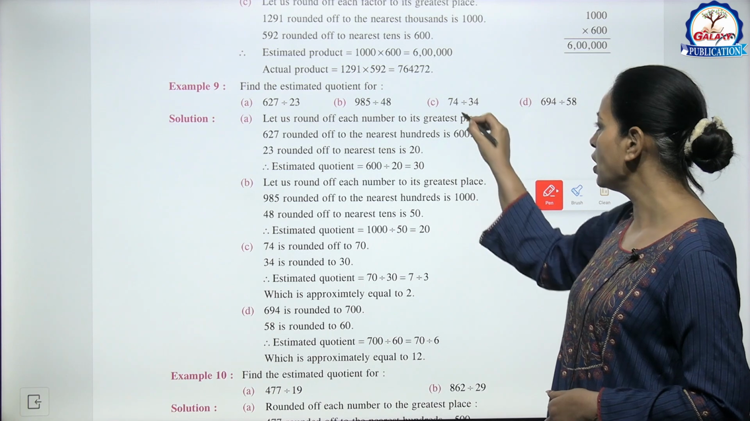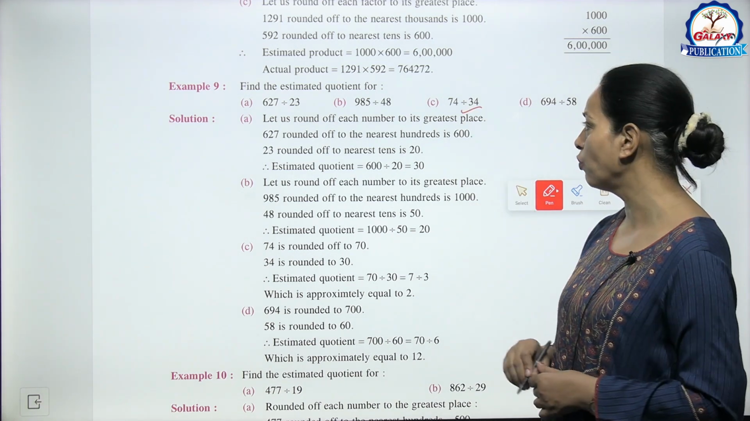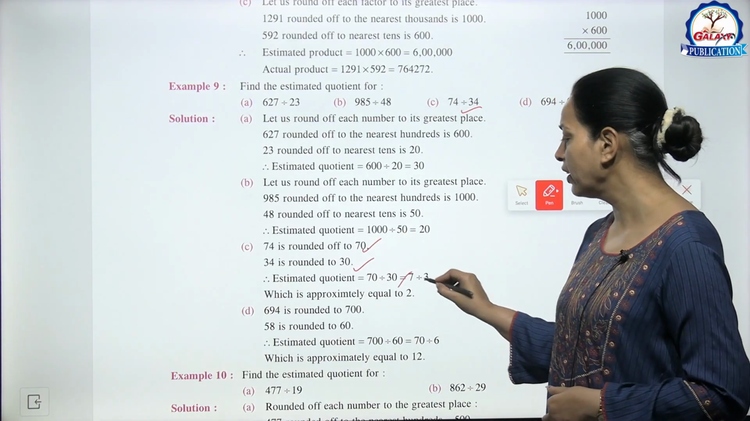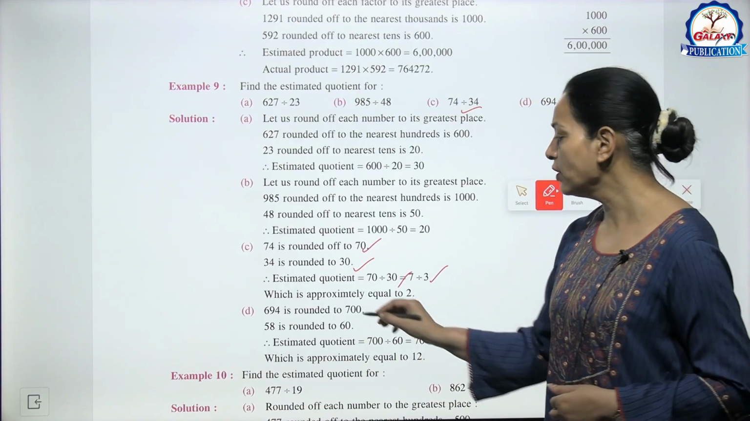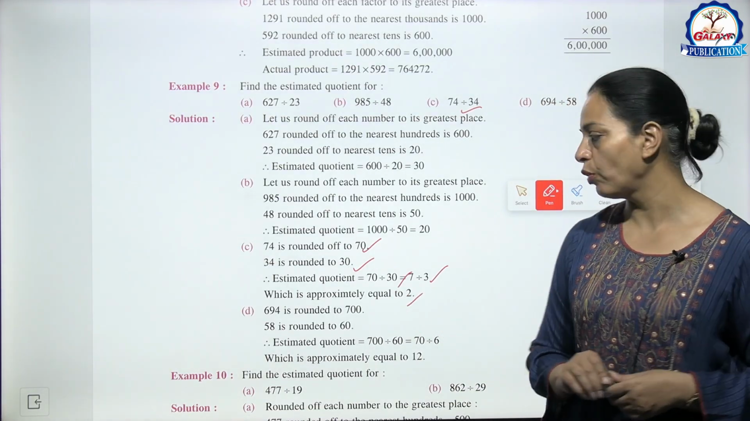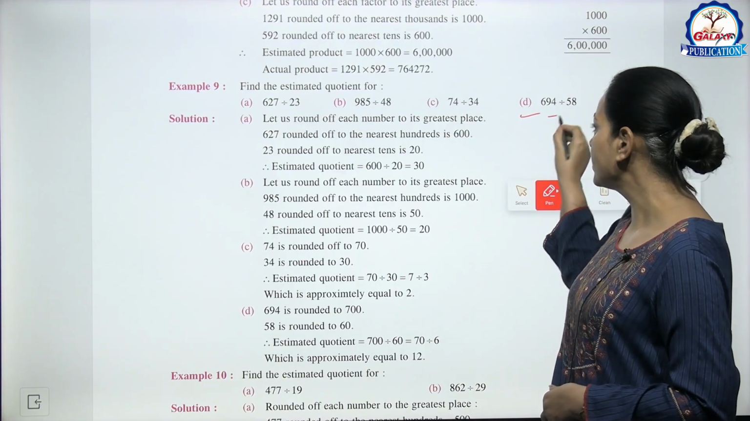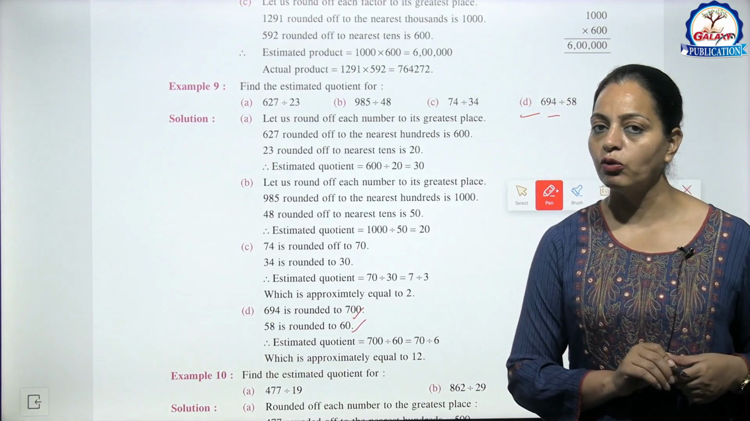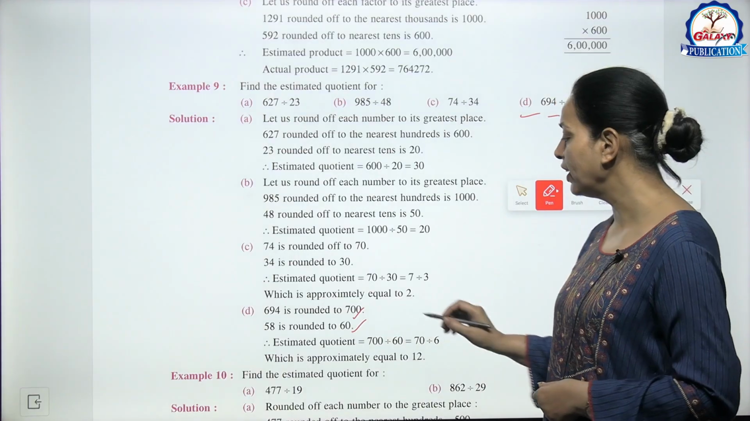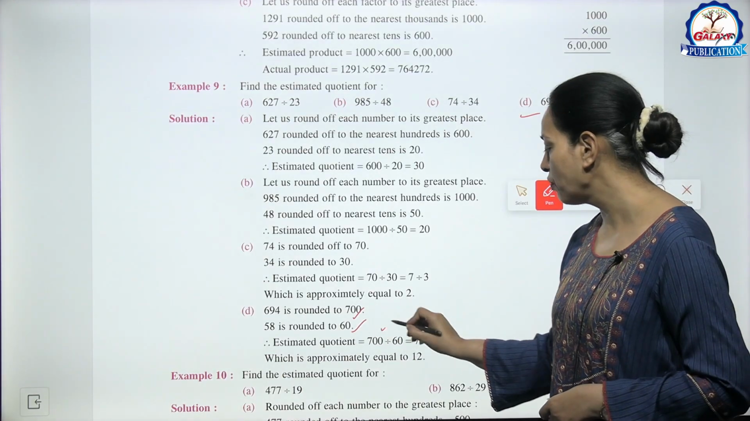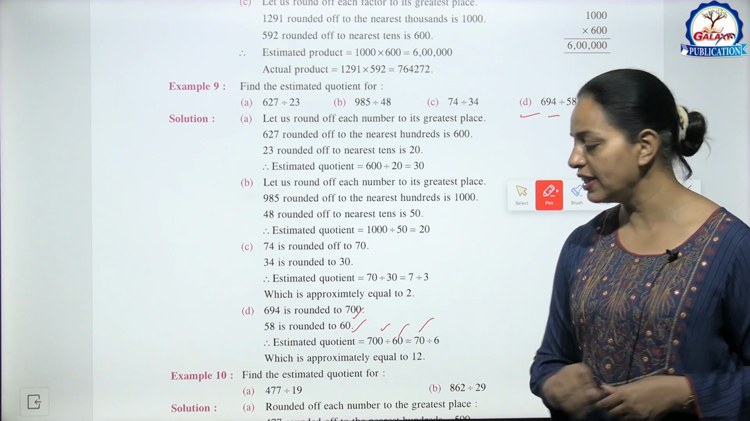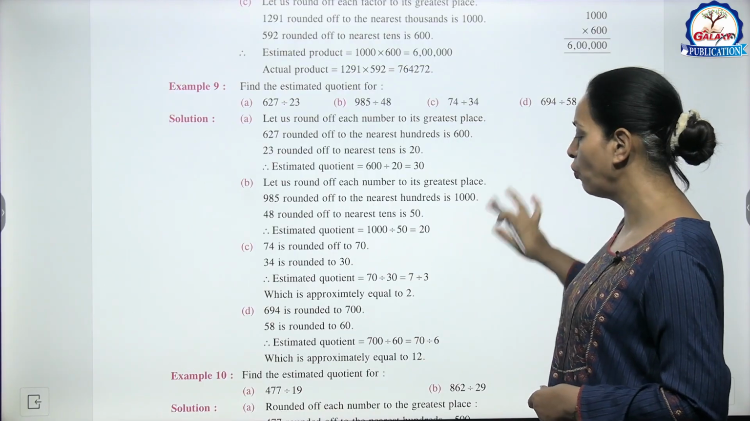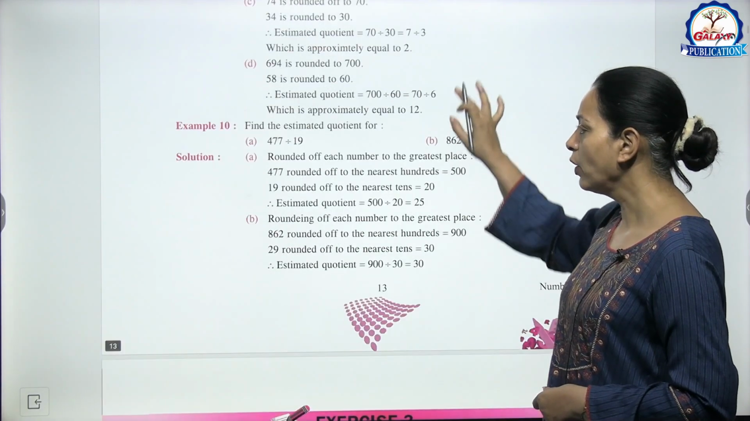Okay, now come to C part, 74 divided by 34. So 74 becomes 70, and 34 becomes 30. दोनों को divide कर देंगे, 7 divided by 3, which is approximately equal to 2, right? Now the next D part, 694 divided by 58. So 694 is rounded off to 700, and 58 is rounded off to 60. इन दोनों को divide करेंगे, 70 divided by 60, and approximate value is 12. I hope these are clear to you. Very easy, very interesting.